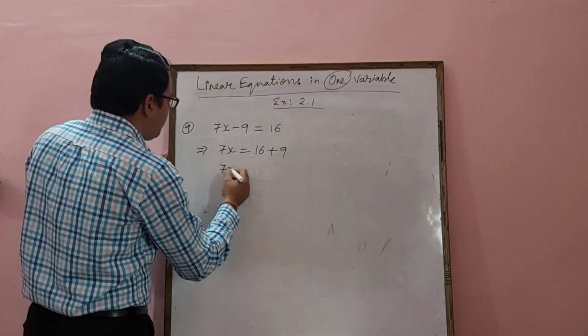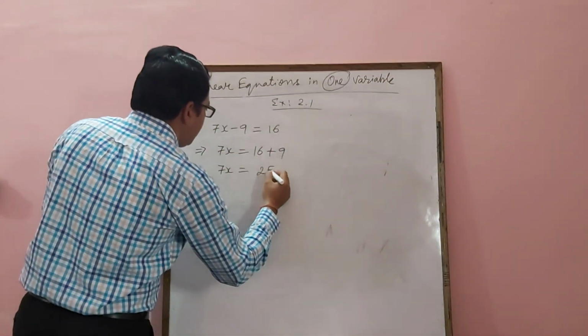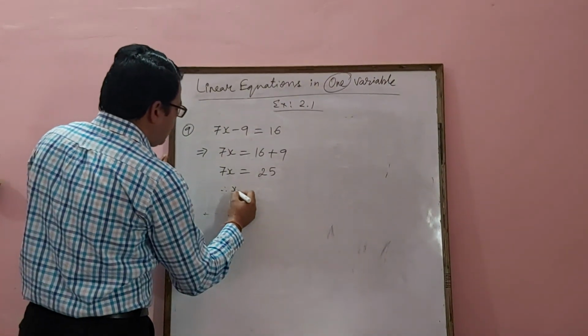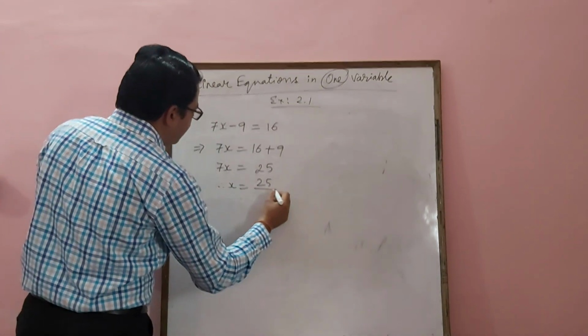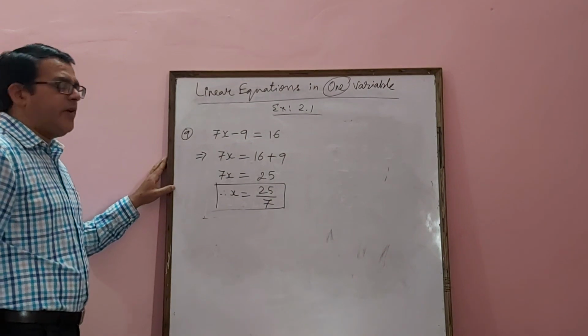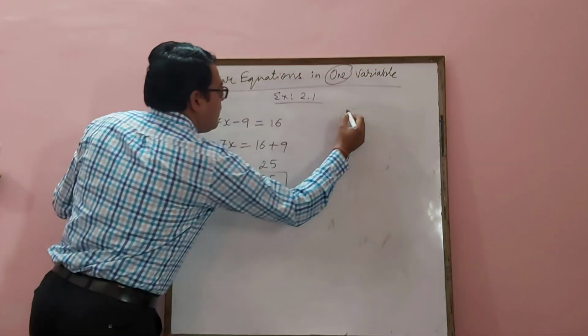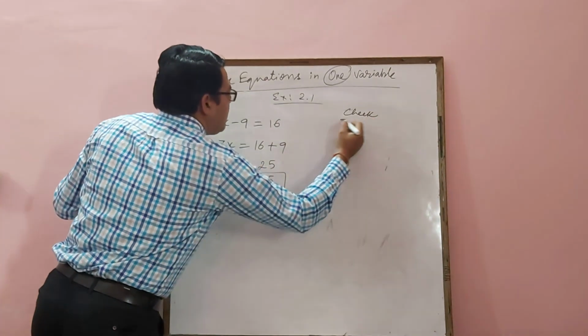Now 7x equals, what is 16 plus 9? It is 25. Therefore x equals 25 by 7. So this is the solution for this equation. The value of x here is 25 by 7. We can check it also.